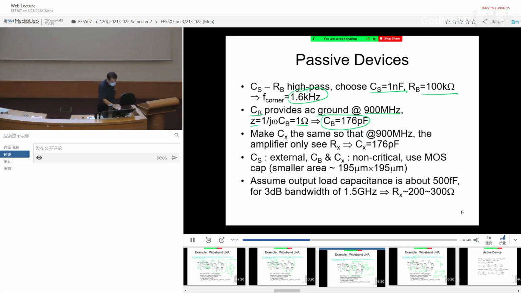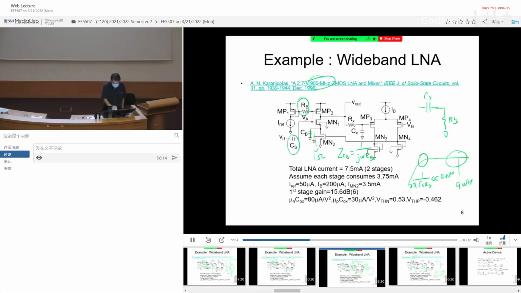Now CB we already covered. And then make CX the same so that at 900 megahertz, the amplifier only sees RX. What do I mean? If CB and CX are the same at the frequency of interest, this guy is just ground. So your Vout only sees RX. That is what I mean.